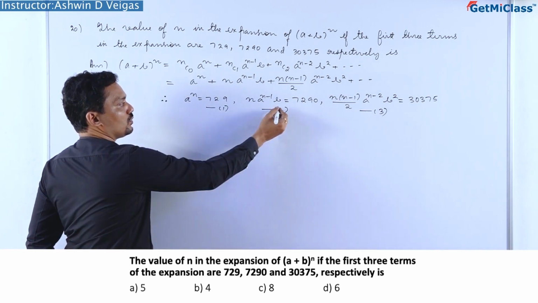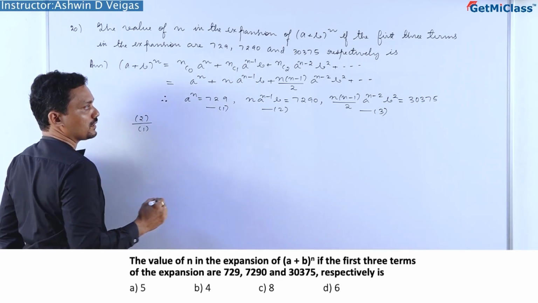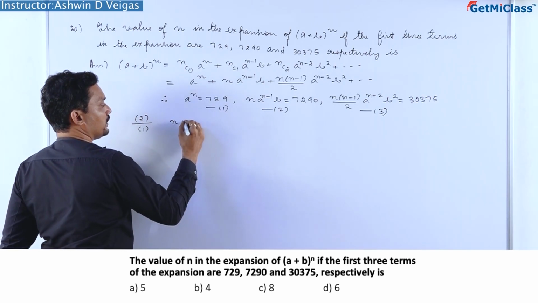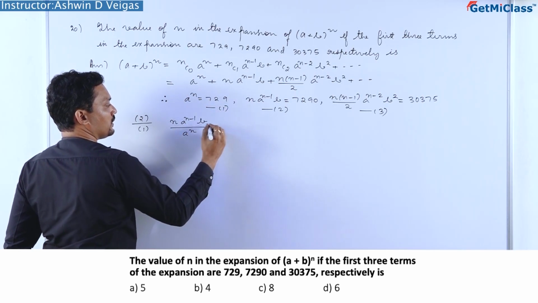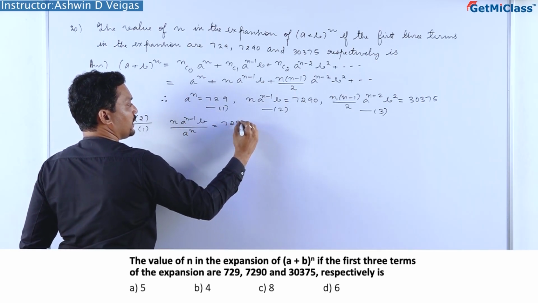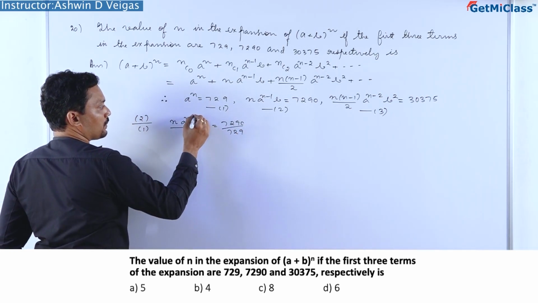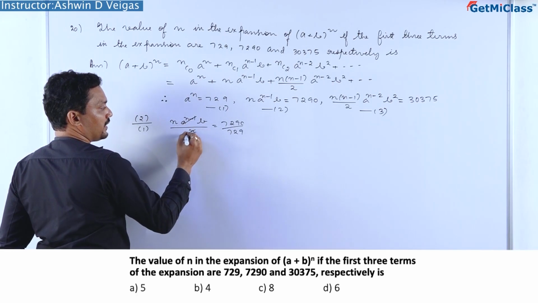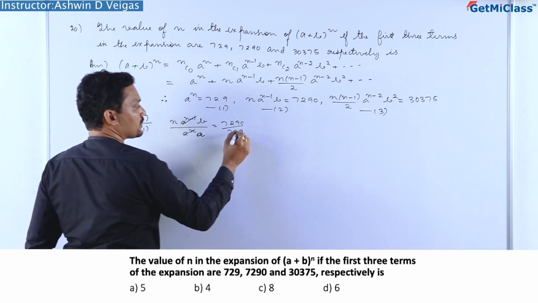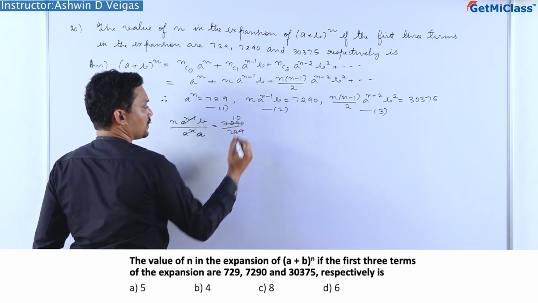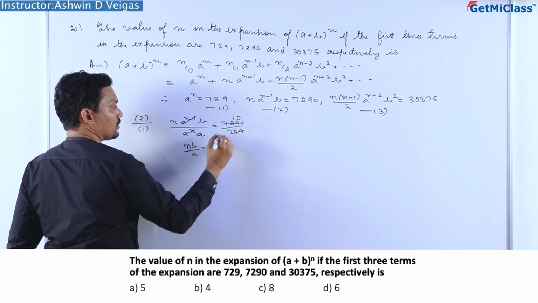Now let me divide 2 by 1. So suppose I do equation 2 by equation 1, then I will get n a^(n-1) b divided by a^n is equal to 7290 divided by 729. So here a^(n-1) and a^n cancel, leaving a in the denominator, and this goes 10 times. So you will get nb/a is equal to 10.